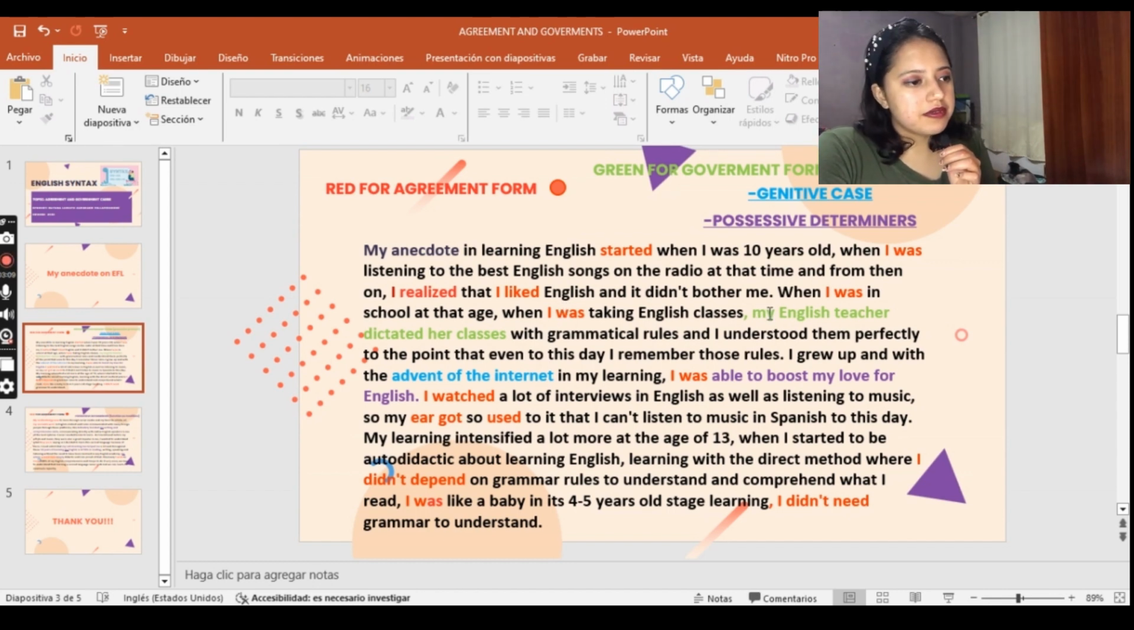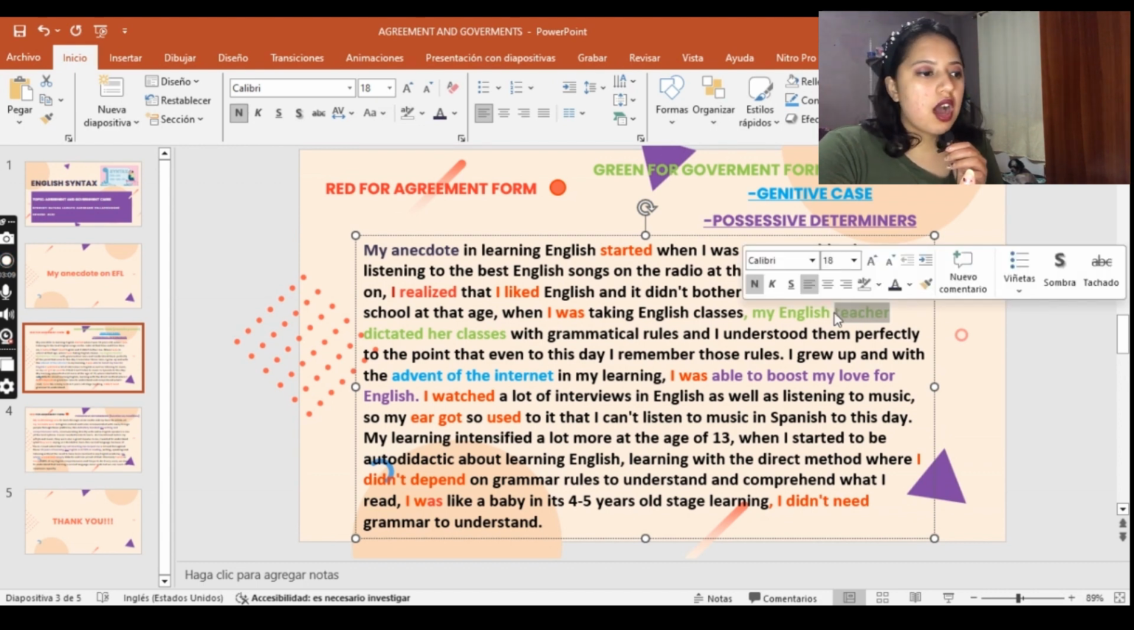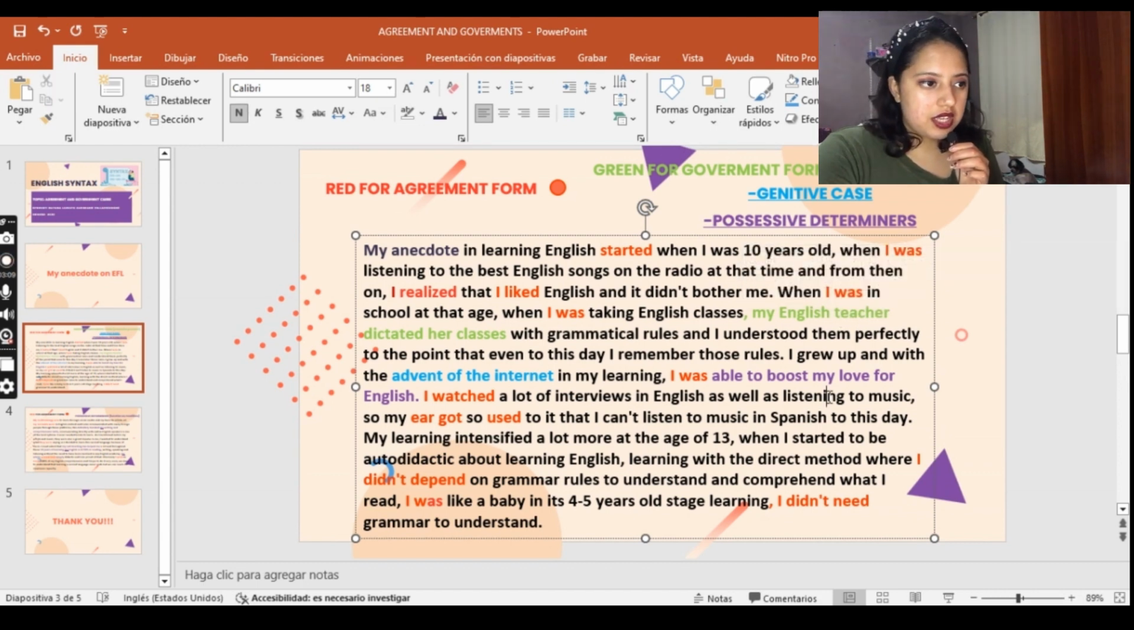Now here I have the first government form. My English teacher dictated her classes. Why is it a government form? Because I have here my pronoun, my, and teacher is the subject complement. That's why it is a government form.